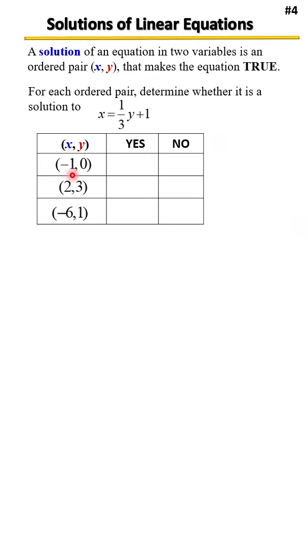We're going to remove the x and replace it with -1. We were given a 0 for y, so we're going to remove the y and replace it with a 0. When we do so, it's going to look like so. Notice the left side is already solved. The left side equals -1. We need to do the math on the right side and see if it equals -1.